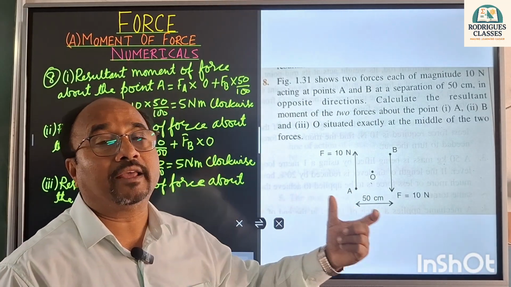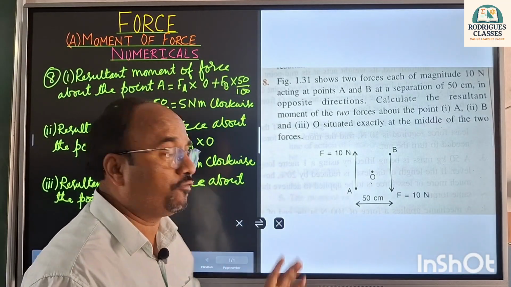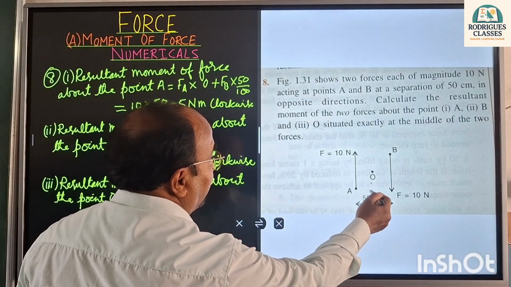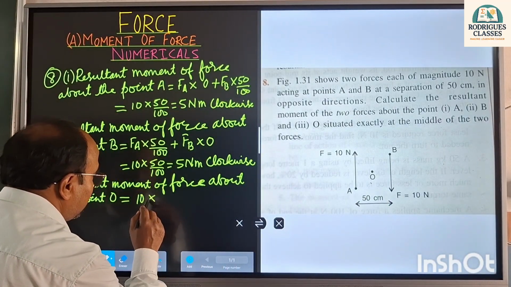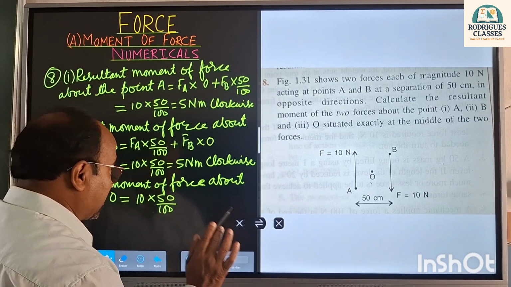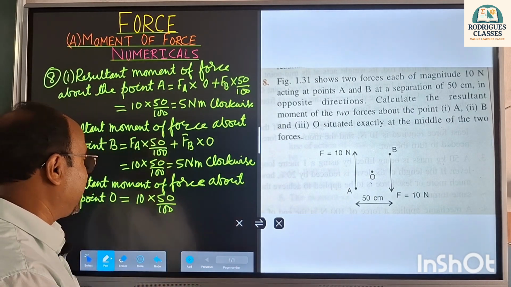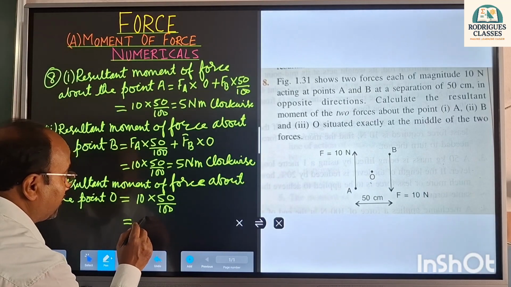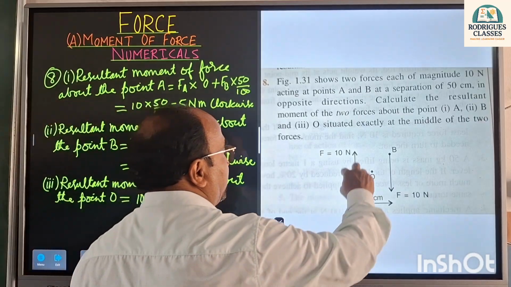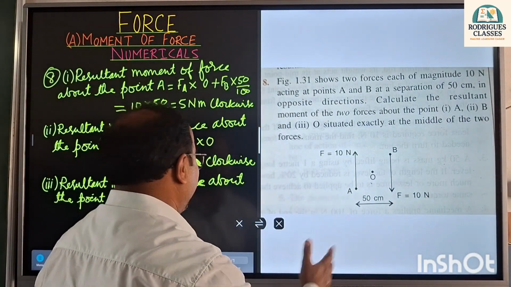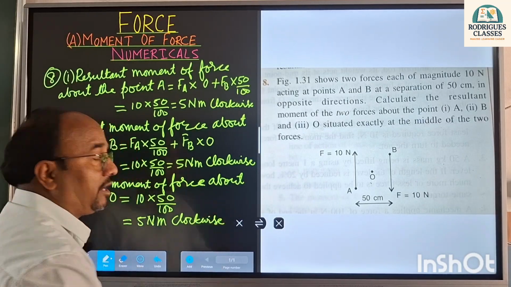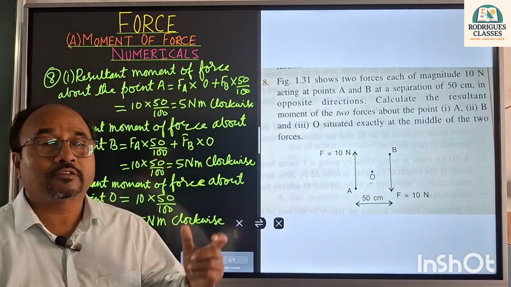So again I can apply the couple conditions. I will take either of the forces, that is 10, and the distance between the forces is 50 centimeter, so I am using 50 by 100. So I have applied the couple condition instead of doing it separately. So I will get 5 Newton meter. Now let us see the direction. This will be turning it here and this will be turning it here, so ultimately it will come to clockwise. So in all the three conditions, the rotation came as clockwise.